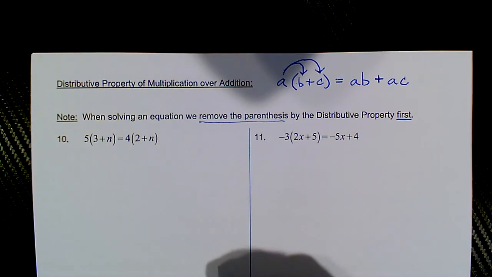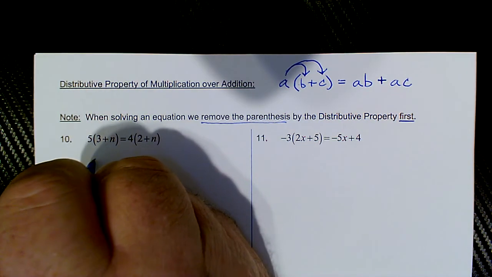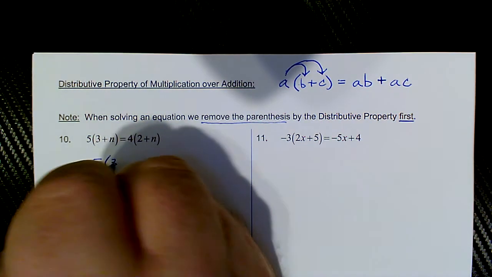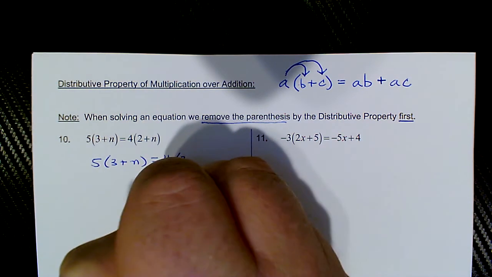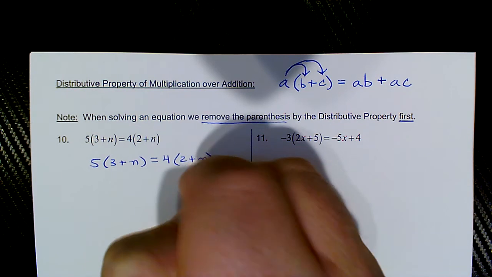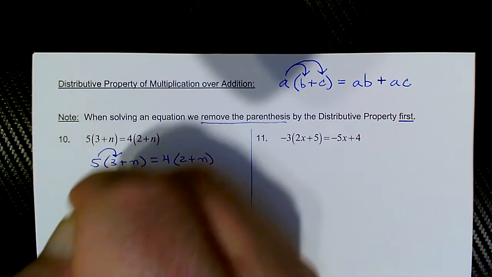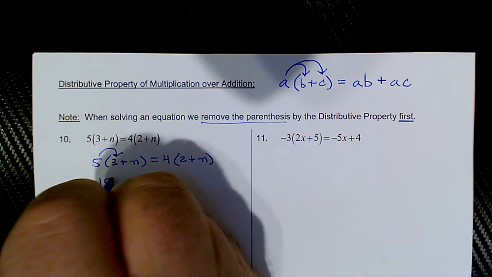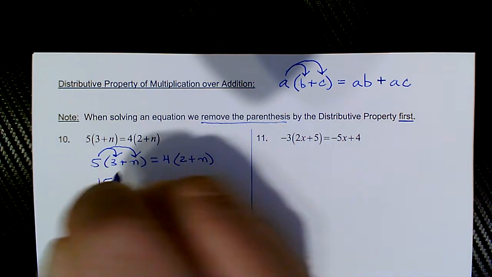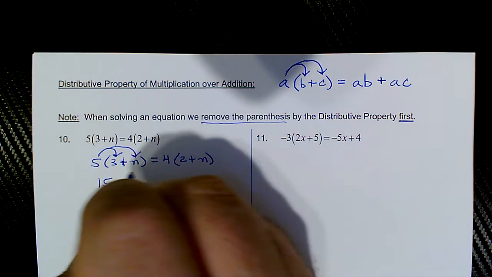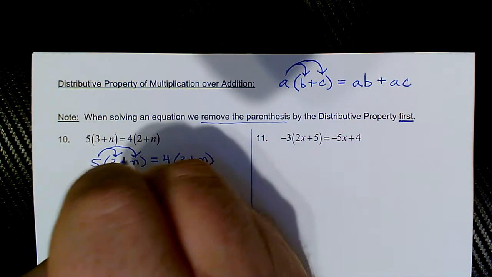So in this case, I think I'm going to recopy it. And we see two sets of parentheses. So remove them. The 5 gets distributed times the 3. That's 15. And then over the addition, or subtraction, could be as well, 5 gets multiplied by n. And you multiply the coefficients.